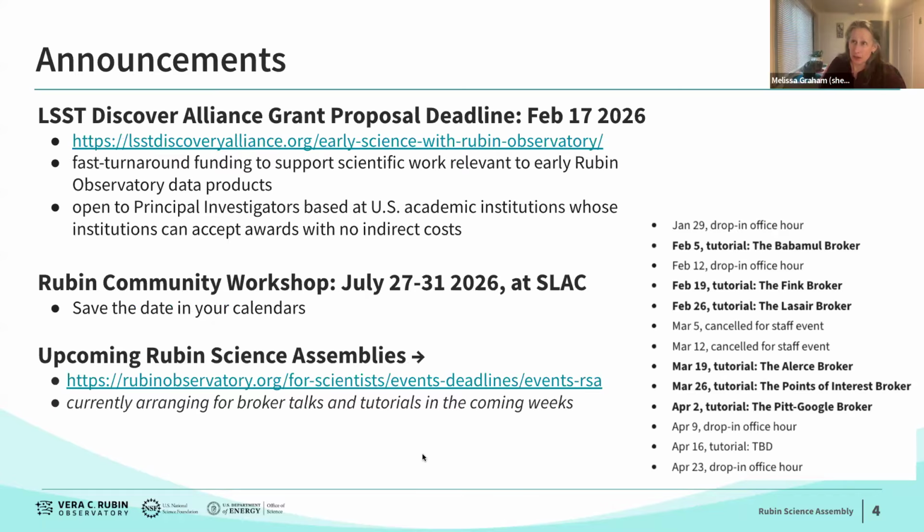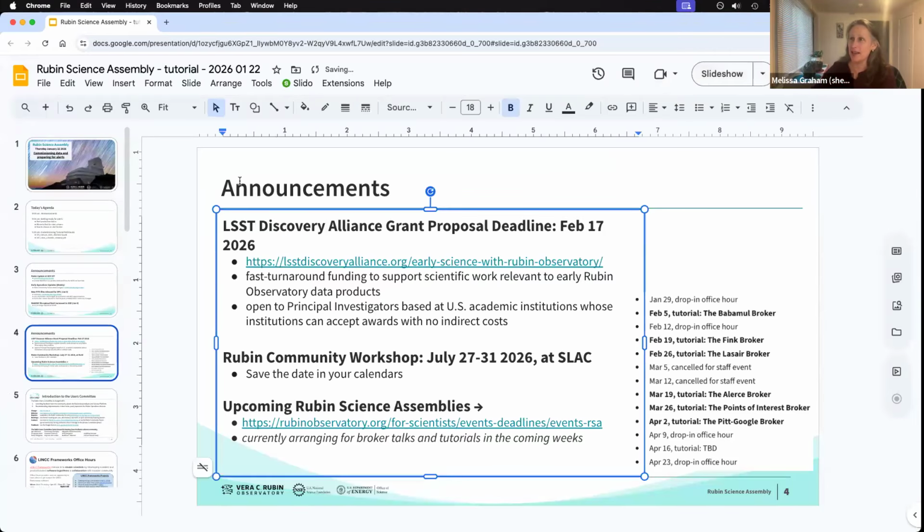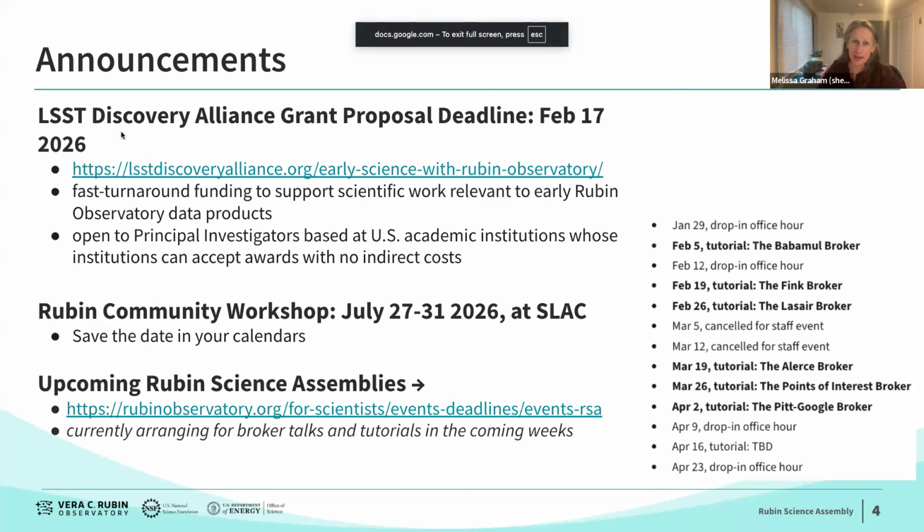The LSST Discovery, sorry, typo, Discovery Alliance grant proposals deadline is coming up February 17th. These are fast turnaround funding to support scientific work related to early Rubin Observatory, like the early science program, so the data previews, etc. These grants are open to principal investigators based at U.S. academic institutions whose institutions can accept awards with no indirect costs. So if you want to learn more about that, maybe get a little bit of funding to support a student, support your early science, check out that announcement from the Discovery Alliance.